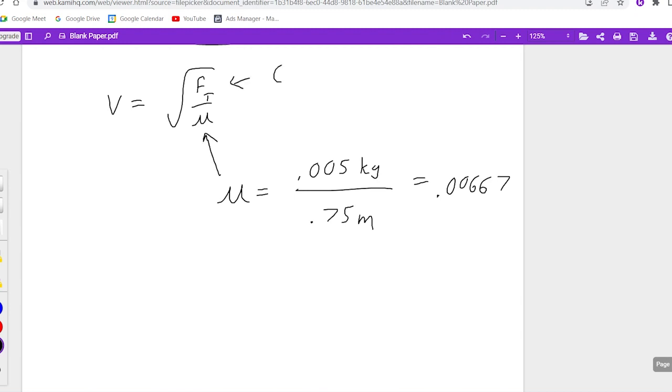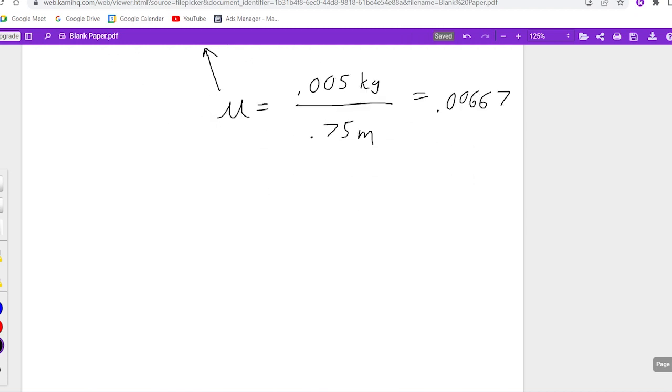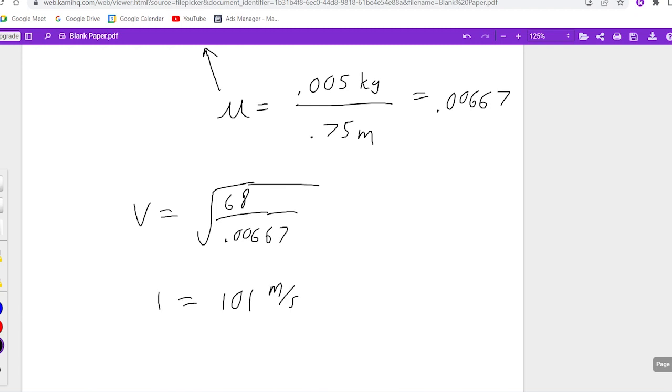Tension, I just told us it's 68 newtons. So that's easy. So then the velocity, the wave speed, is going to be the square root of 68 divided by 0.00667. And that's going to give us a wave speed of about 101 meters per second.